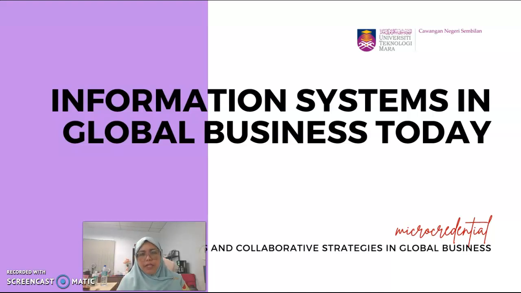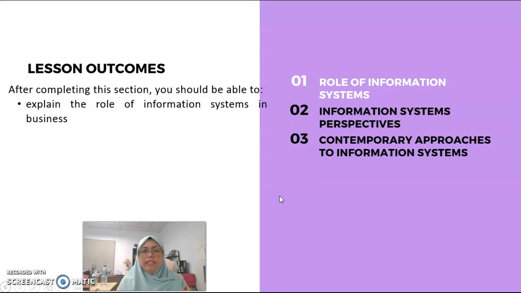For UMC349, it has two topics. The first one will be the information systems in global business today, and the second one will be the global e-business and collaboration. Under the first topic, they have three subtopics. The first one will be the role of information system. The second one, information system perspective, and the next one, contemporary approaches to information system.